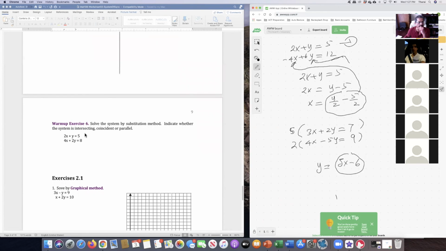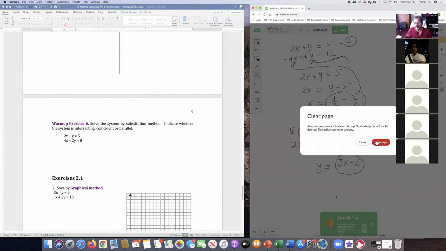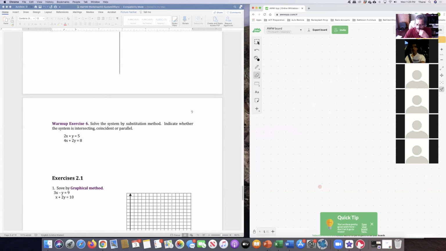I have this warm-up exercise. It says solve the system by substitution method. Okay, so what variable would you solve and which equation? If you want to use the substitution method, then you have to solve for one variable. Which equation should I solve and which variable should I solve for? The first one for y. First one for y, that's right. Then it won't bring in any fraction. So it will become y.